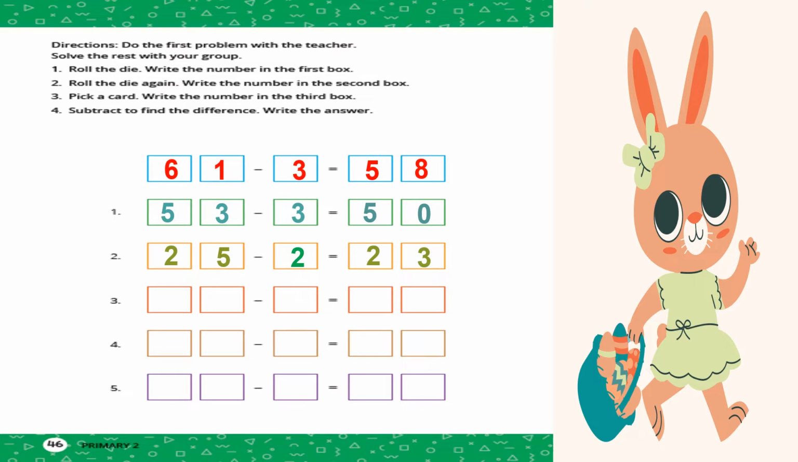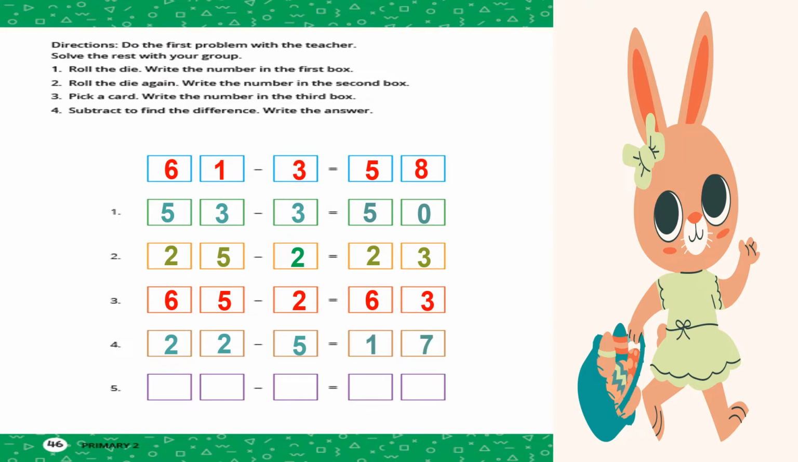Number 3, 65 minus 2. We will go backward 2 steps. What is before 65? 64, 63. Number 4, 22 minus 5. We will go backward 5 steps. What is before 22? 21, 20, 19, 18, 17.